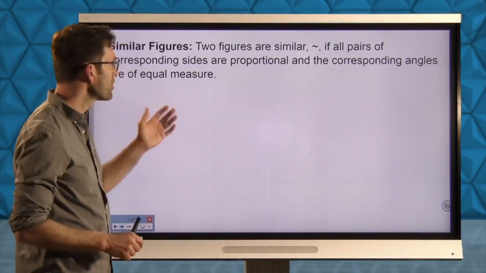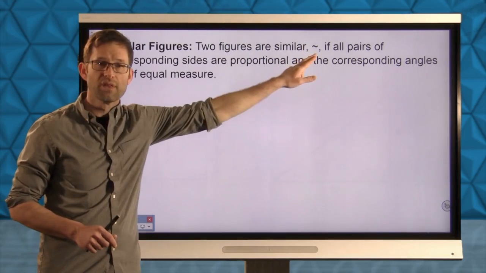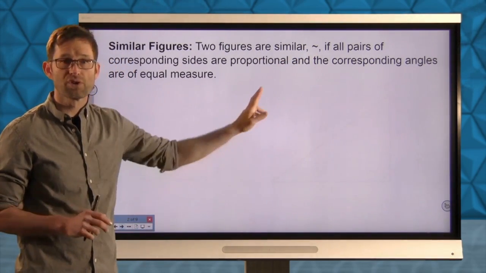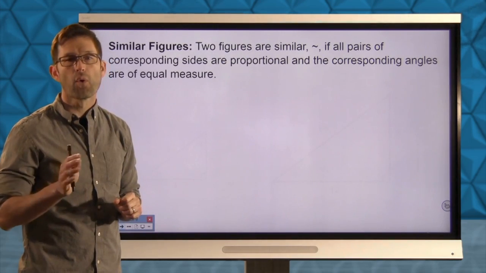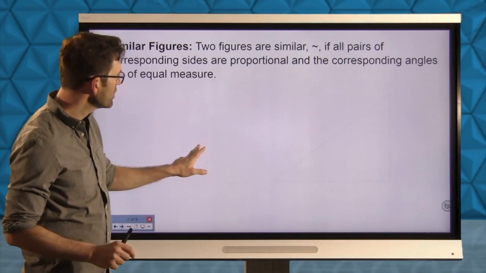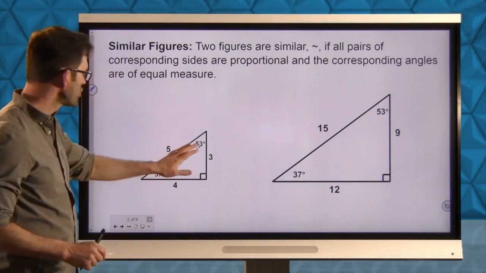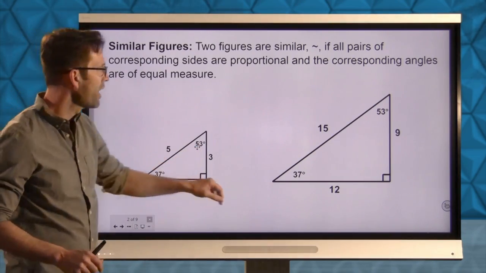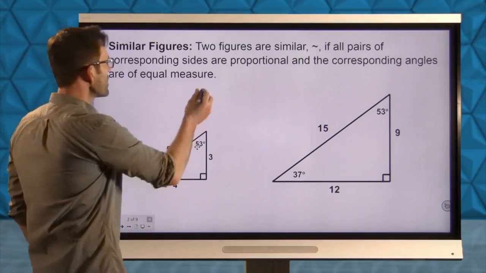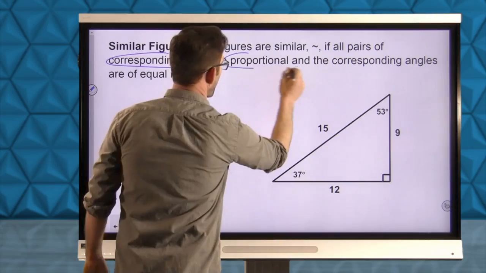All right, similar figures. Two figures are similar, and we're going to use that symbol, if all pairs of corresponding sides are proportional, we'll talk about what that means, and the corresponding angles are of equal measure. Okay, so let's just take a look at a couple triangles. Here we've got a triangle that has sides of 3, 4, and 5, and another triangle with sides of 9, 12, and 15. So first, let's talk about what it means for the corresponding sides to be proportional.